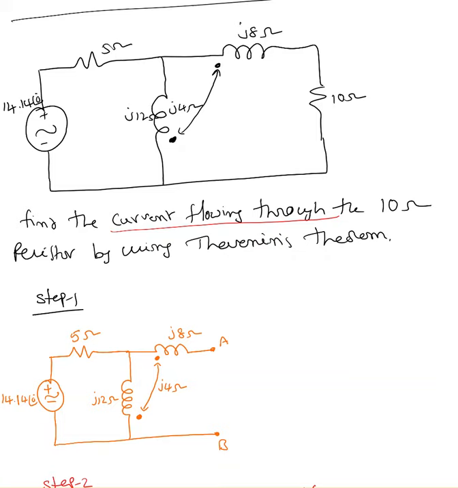Here is the next example. In this video, we are asked to find the current flowing through the 10 ohm resistor by using Thevenin theorem.